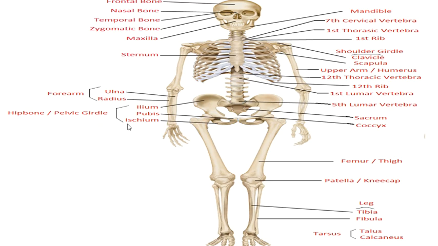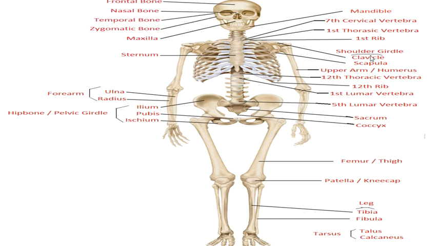This is the hip bone or pelvic girdle: ilium, pubis and ischium. It is the mandible, 7th cervical vertebra, 1st thoracic vertebra, 1st rib. And I have already given the detail in the previous slide. Kindly see that, so you will know about each and every detail about the situation of the bone.